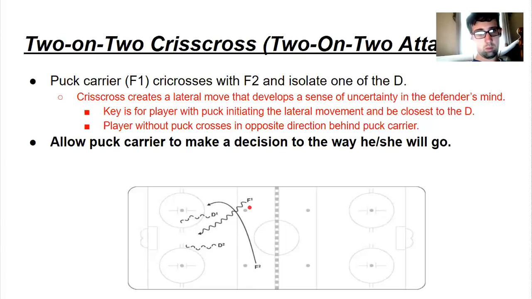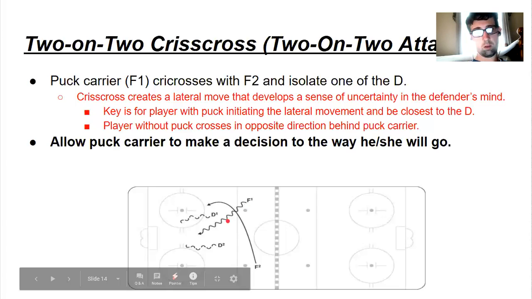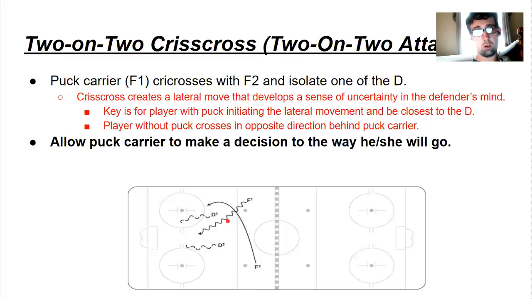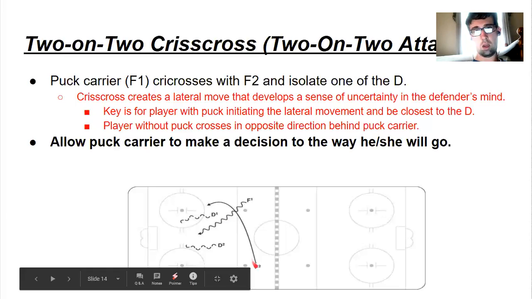F1 crisscrosses right here with puck with F2, which is down here, and isolates one of the Ds, D1 or D2. The crisscross is a lateral move that develops a sense of uncertainty. So this could confuse not knowing which D1 or D2 or which one will be stopping.